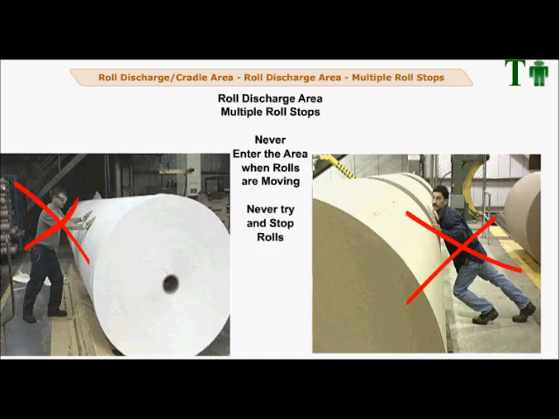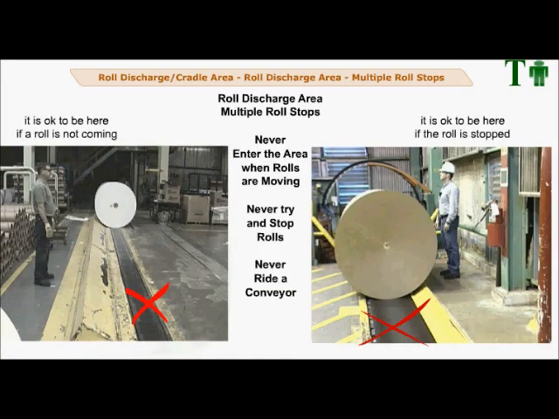Proper safe techniques should be followed so that crew members will not sprain or twist a knee or otherwise injure themselves. Rolls must have come to a stop before a person goes into a discharge area. Never ride the conveyor or the roll under any circumstances, even when you are still finishing the roll or labeling.